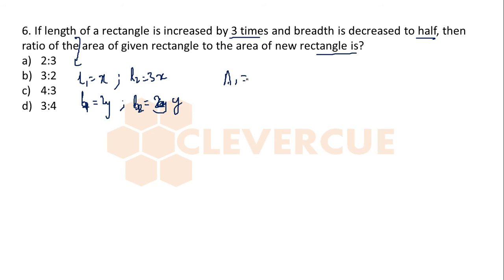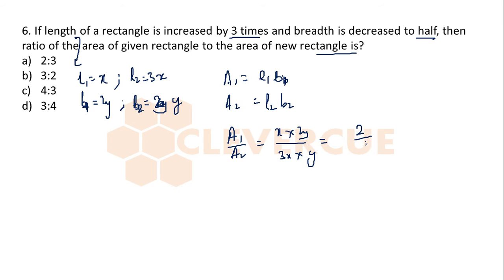Now area 1 is equal to L1 into B1 and A2 is equal to L2 into B2. So the ratio of A1 and A2 will be equal to x into 2y divided by 3x into y. So this will be equal to 2:3. So the answer is option A.